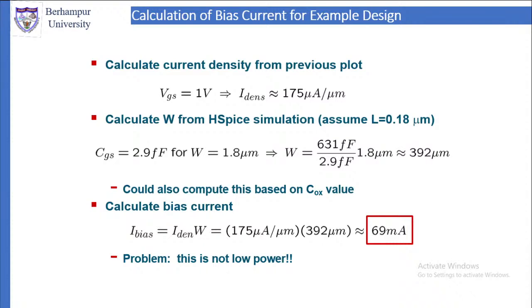Then calculate the bias current. I bias = I density into W. W we have calculated, I density we have calculated, just multiply them. That gives you 69 milliampere current. So this is not low power. Now you have got into a problem. 69 milliampere is lots of power. 10 milliampere is also a very good amount of power, 69 is much higher.